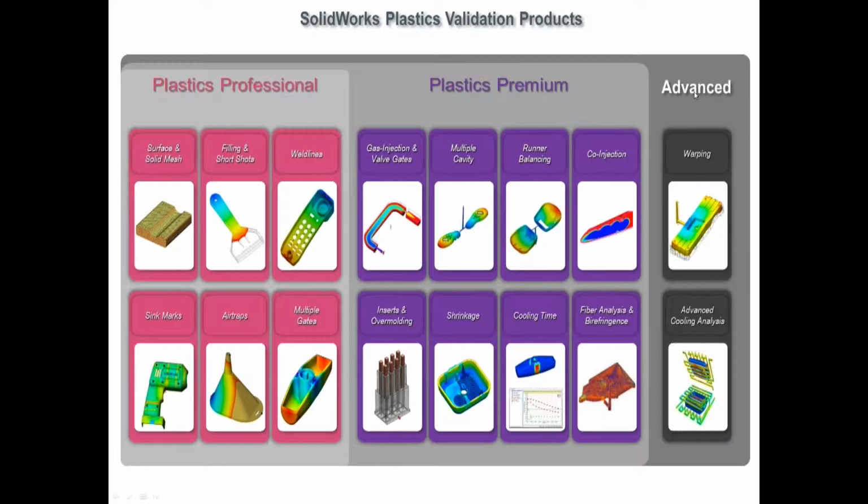And then, of course, we have an advanced package that just came out last year, which includes warping, which has to do with the stress on the part after it's been cooled. And, of course, advanced cooling analysis. So where do you actually put some of your cooling bubblers and things into the actual mold?